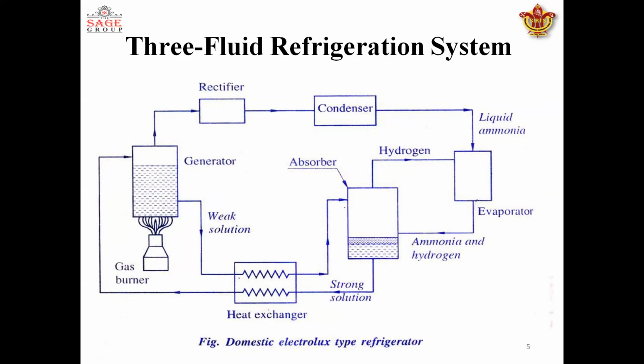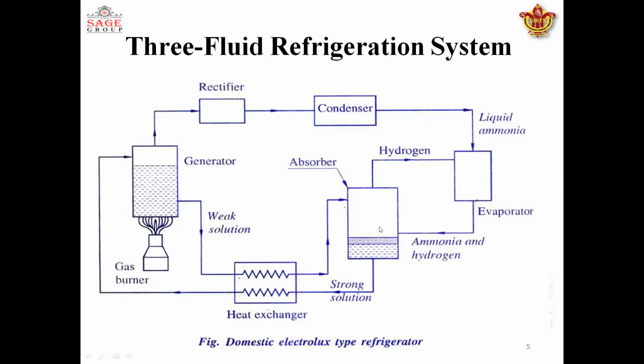So this is the diagram. Later we will discuss this diagram also. As you know, here we use additional things that have not been discussed in the previous diagram. One is the heat exchanger and another is the rectifier, and another difference is that here we use one additional fluid that is called hydrogen, so called the three fluid refrigeration system, because we are using three fluids here to produce the refrigerating effects.